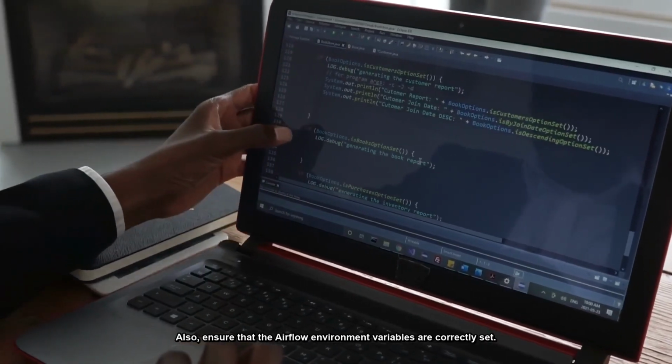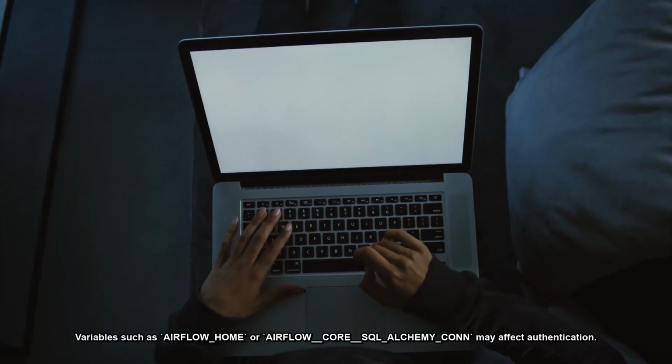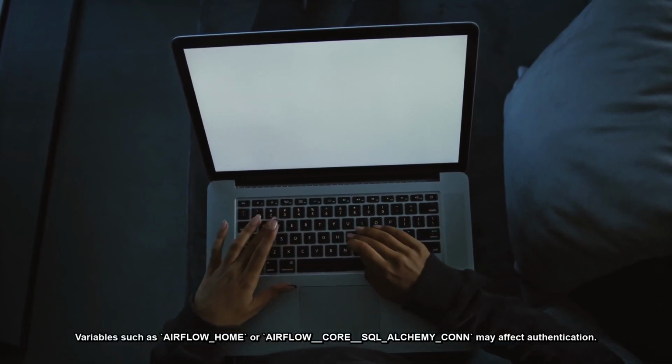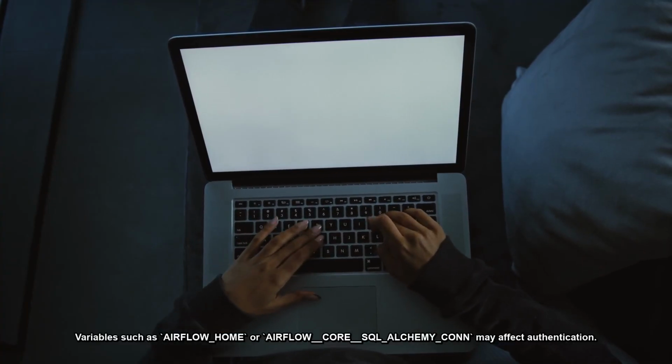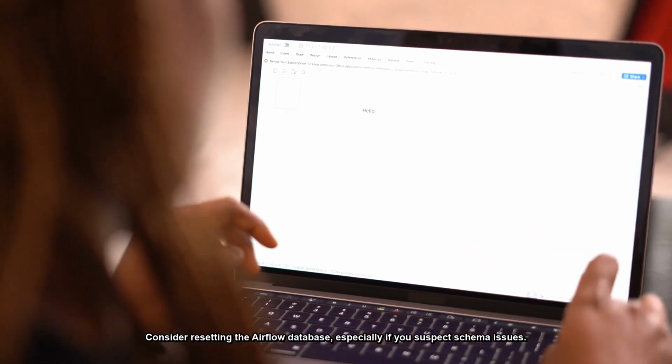Also, ensure that the Airflow environment variables are correctly set. Variables such as AIRFLOW_HOME or AIRFLOW__CORE__SQL_ALCHEMY_CONN may affect authentication. Consider resetting the Airflow database, especially if you suspect schema issues. Run the command airflow db reset with caution, as this will clear existing data.